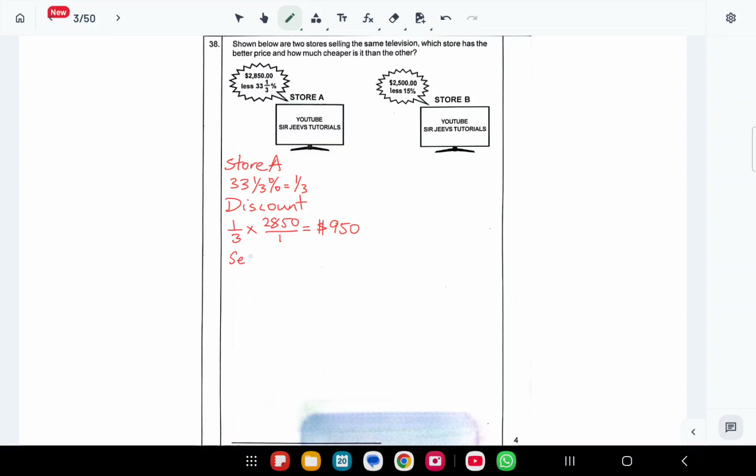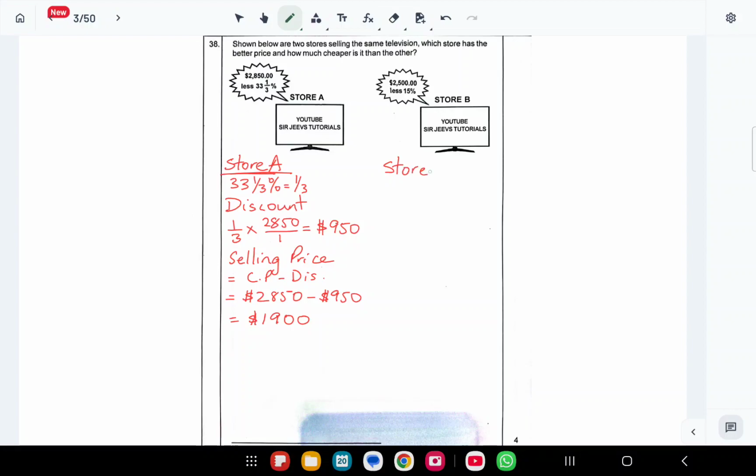So to calculate what the selling price is, based on the formula, it will be the cost price take away the discount, which is $2,850 take away the discount, which is $950. That will leave us with $1,900. So store A is selling the television for $1,900. Let's check the cost at store B.